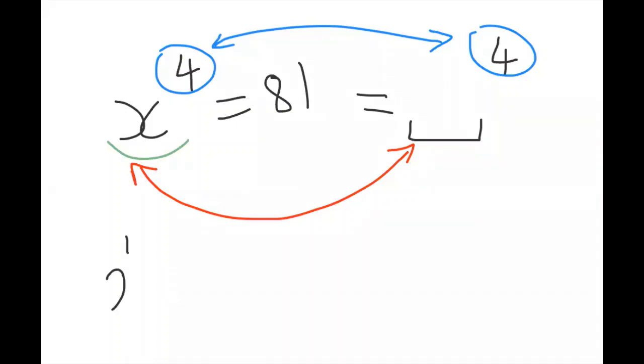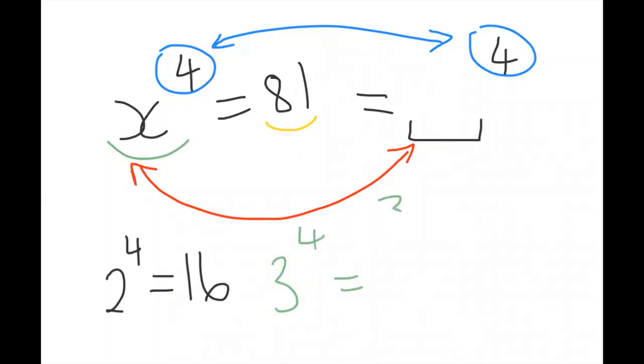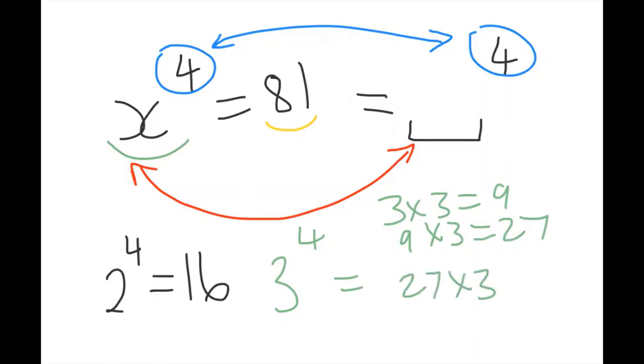So let's start. What is 2 to the power 4? If you work that out, you get 2 times 2 is 4, times 2 is 8, times 2 is 16. So that is 16. We don't really want that. We actually want 81. So the answer, something to the power 4, must equal 81. So let's see. 3 to the power 4, what do we get? Okay, 3 times 3 is 9. 9 times 3 is 27. 27 times 3.